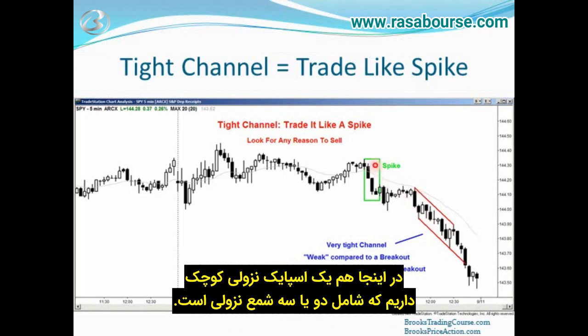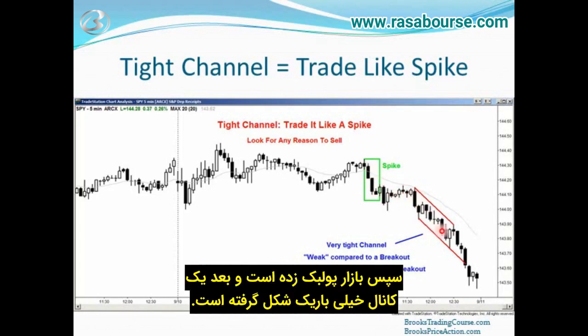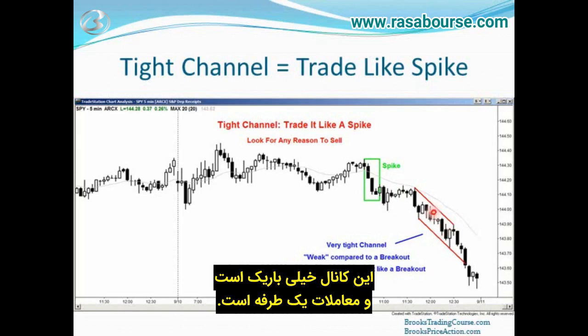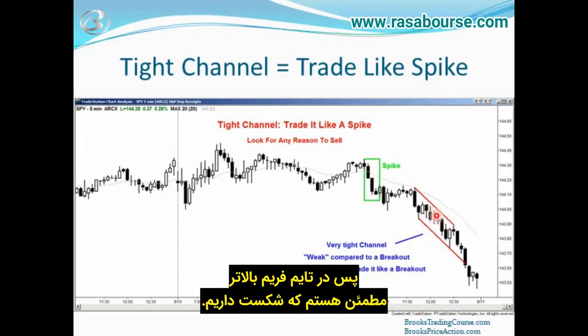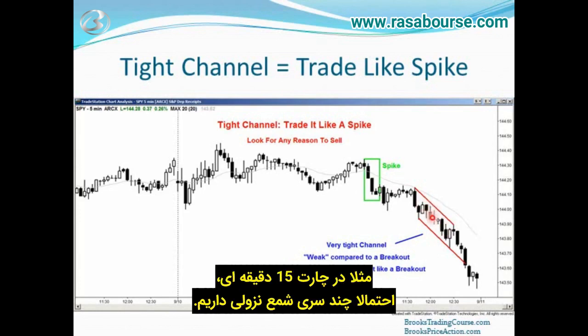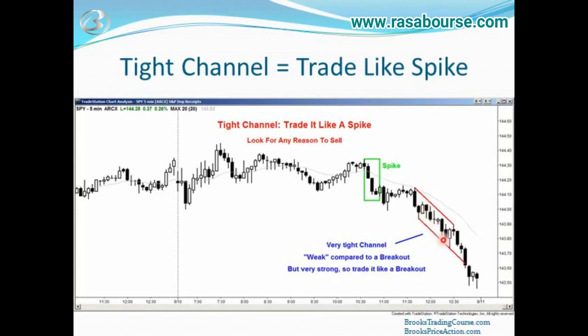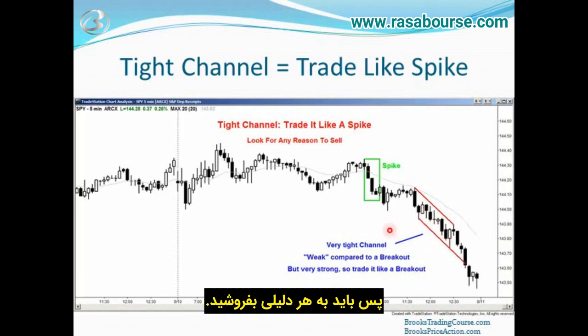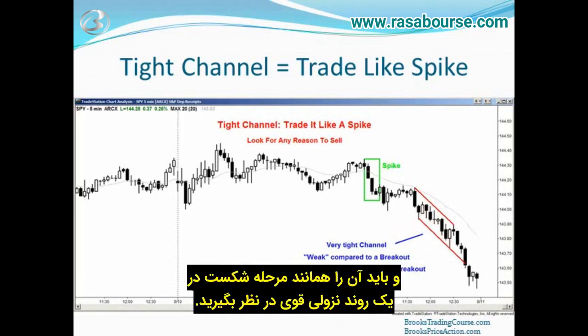Here we had a small spike, a 2-bar, 3-bar spike, a pullback, and then a very tight channel. But the channel is so tight, it's very one-sided. On a higher time frame chart, I'm sure it's a breakout. Like on a 15-minute chart, it's probably a series of bear bars. You've got to look to sell for any reason and treat it like a breakout phase of a strong bear trend.